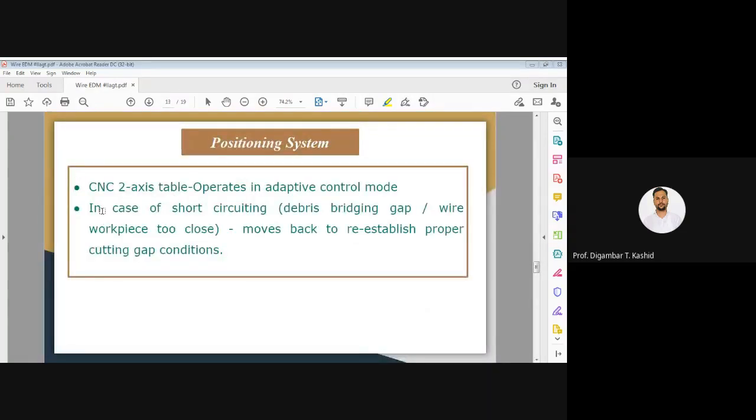Again, in case of some short circuiting, that means the bridging gap between the wire and workpiece, if your wire and workpiece are too close, sometimes there may be short circuit cases. So again, to move back to your ideal condition, we need some positioning system.